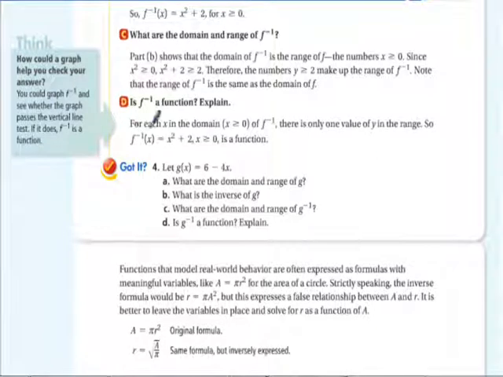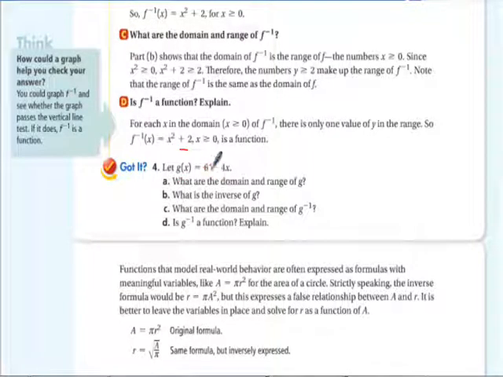Now, is it a function? Is the inverse a function? For each x in the domain, there's only one value in the range, so yes, this is a function. All right, you could also look at it by a picture and tell from a picture. This is a quadratic and a radical. Let's take a look at something a little bit simpler.